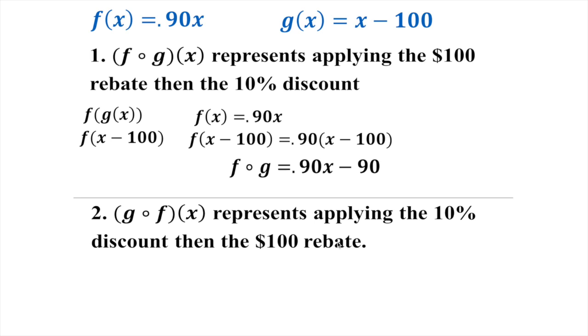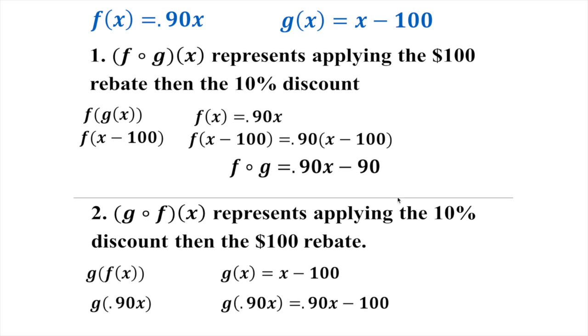So let's do the second one then. If we apply the 10% first, then the $100 rebate. So we're going to take and plug this one here in for this. Okay, we're going to plug that in, 0.9x. That means here's what we're going to end up being: 0.90x minus 100.